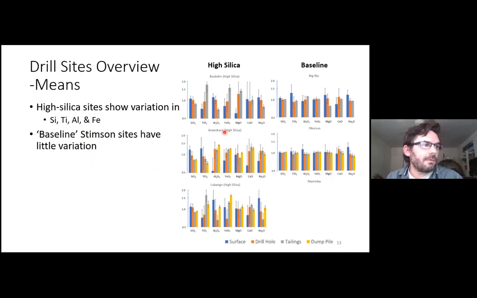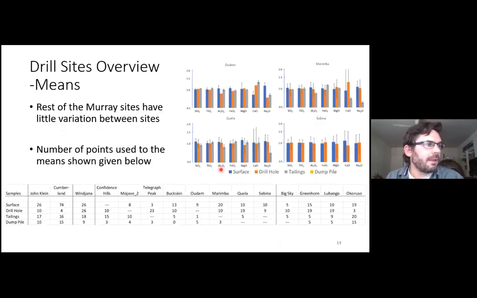So Greenhorn and Lubango are both in the Stimson, the same as Big Sky and Okoruso. There's just not much variation in these baseline sites, but you start to see a lot of variation in these high silica sites. And then in the last 4 sites in the Murray, there's not a lot of variation. Down below, I have the number of points used to get these mean values.